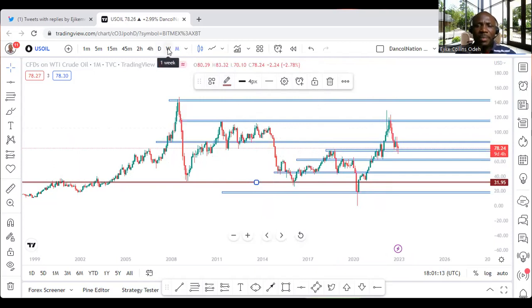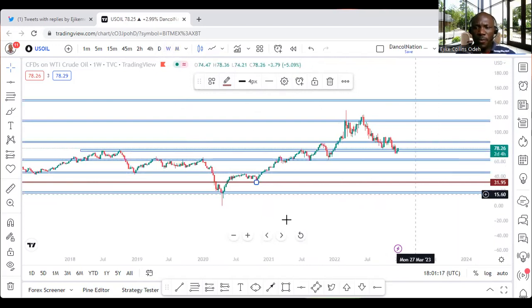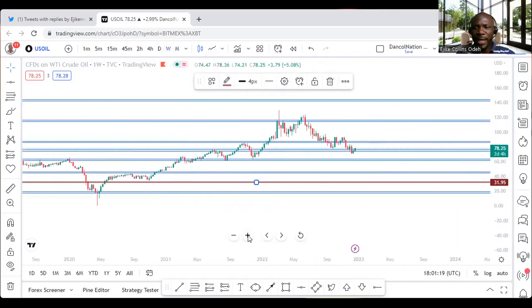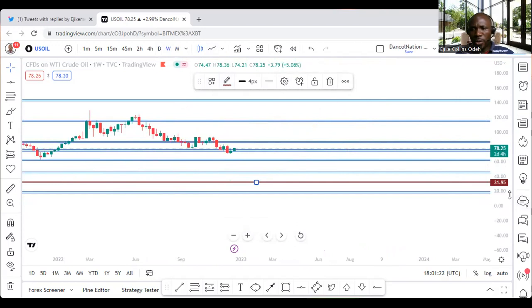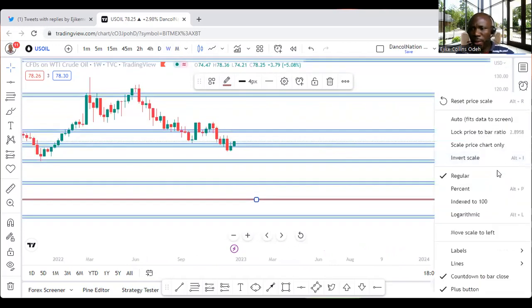Now take it back to at least weekly, where we will have a clearer insight of what the market is doing currently.